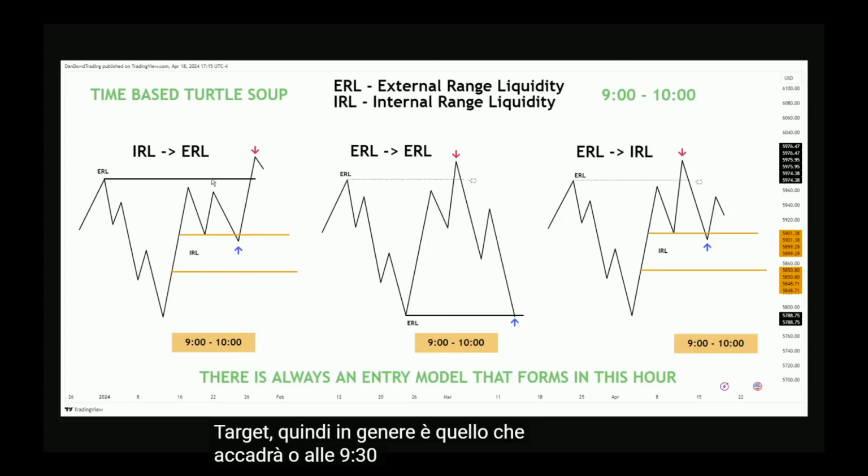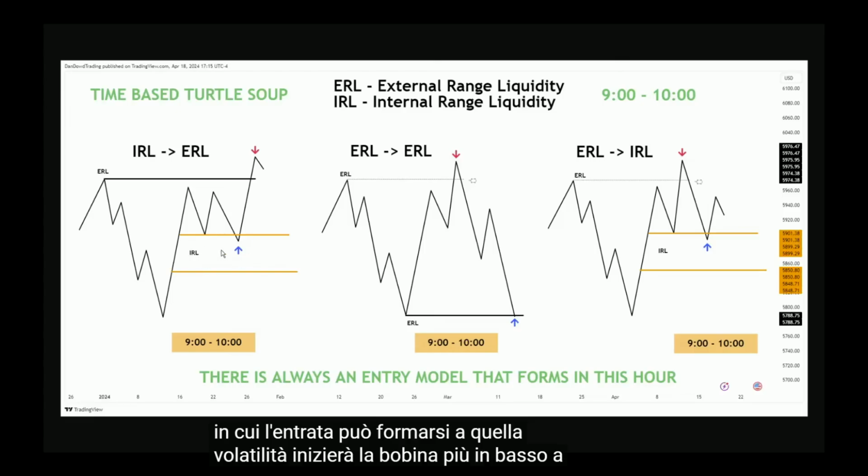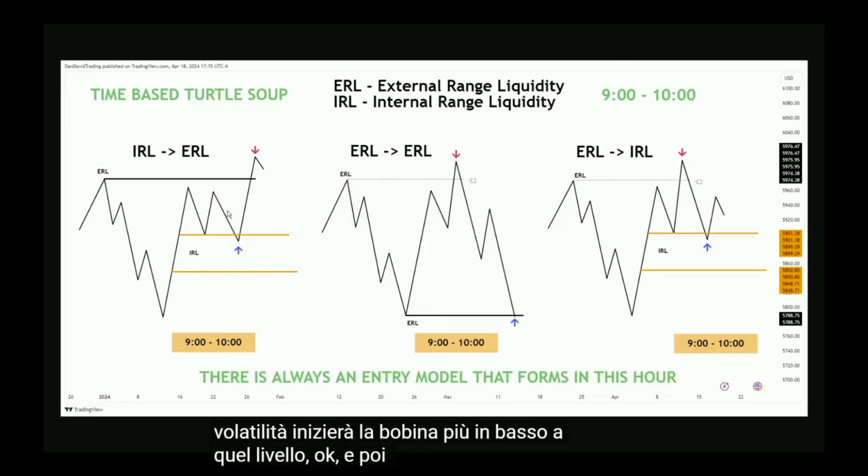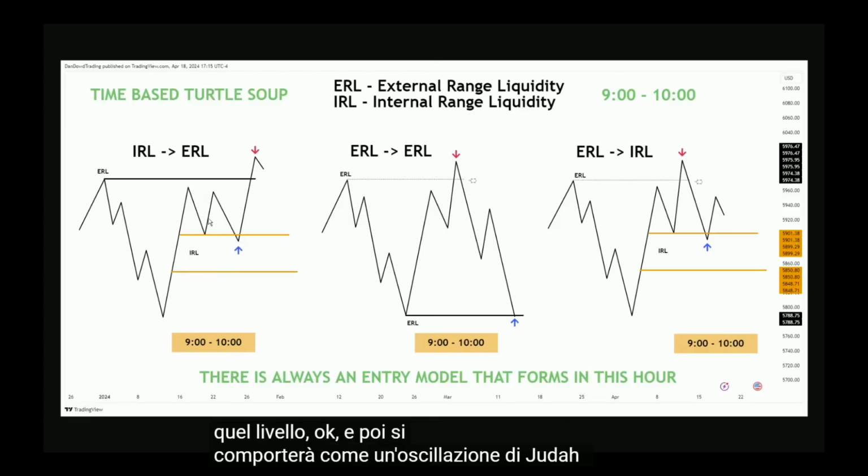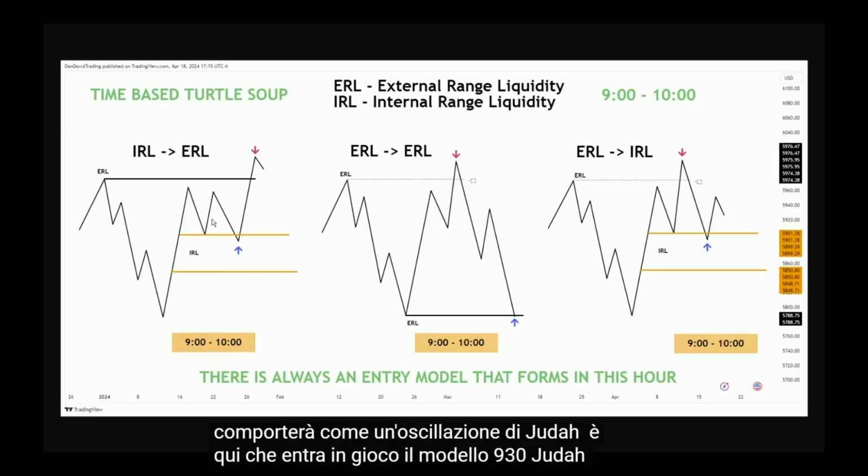Either 9:30 will take you to the area where the entry can form. That volatility will start to spool lower to that level. And then after that, it kind of acts like a Judas swing. This is where the 9:30 Judas swing model comes into play.